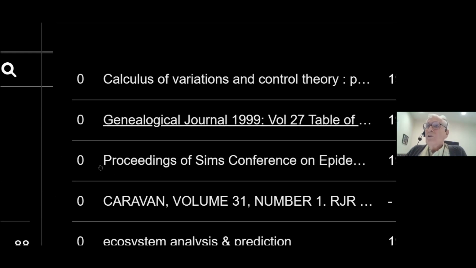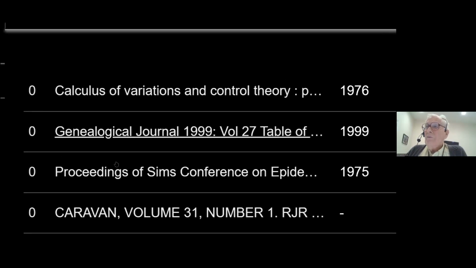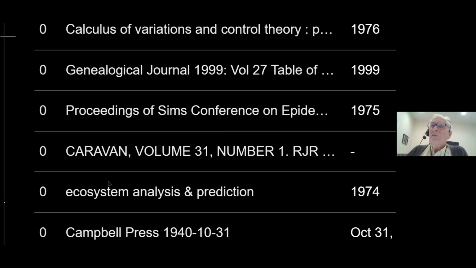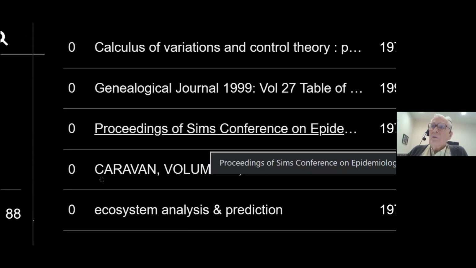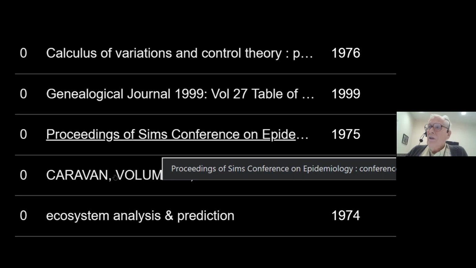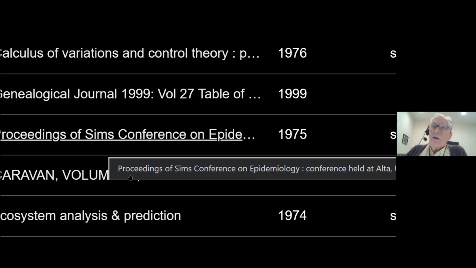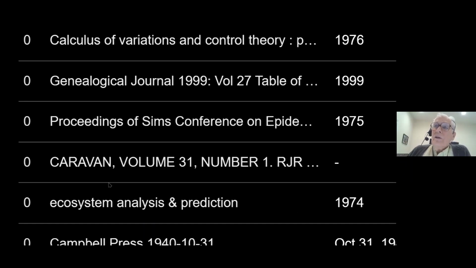Here's a genealogical journal. I don't know what that is. I haven't checked on that one. Table of something, it lists them. You see the list here of all of these different things. Proceedings of the SIAM, that's a Society for Industrial and Applied Mathematics conference on whatever that was on. I've forgotten what that one was on. I was the local host for a bunch of those.